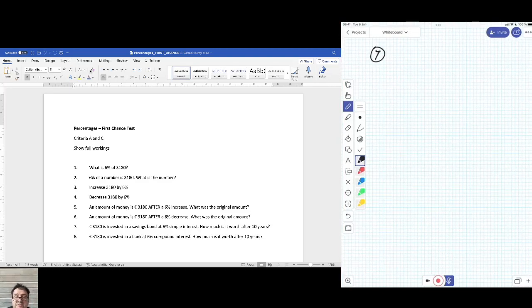3,180 is invested in a savings bond at 6% simple interest. How much is it worth after 10 years? Okay, so you've got your original 3,180, and then it's earning some interest. The interest it's earning is 6%. I'm going to make a big fraction. So it's going to earn 6%, 6/100ths of the 3,180 every year.